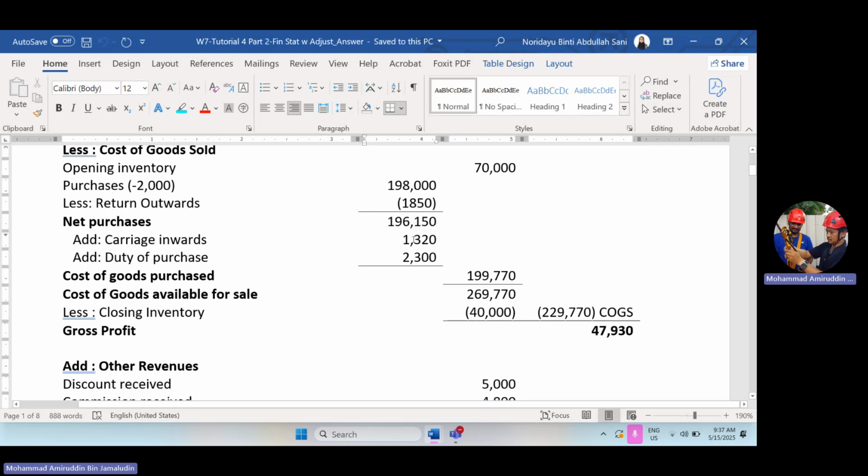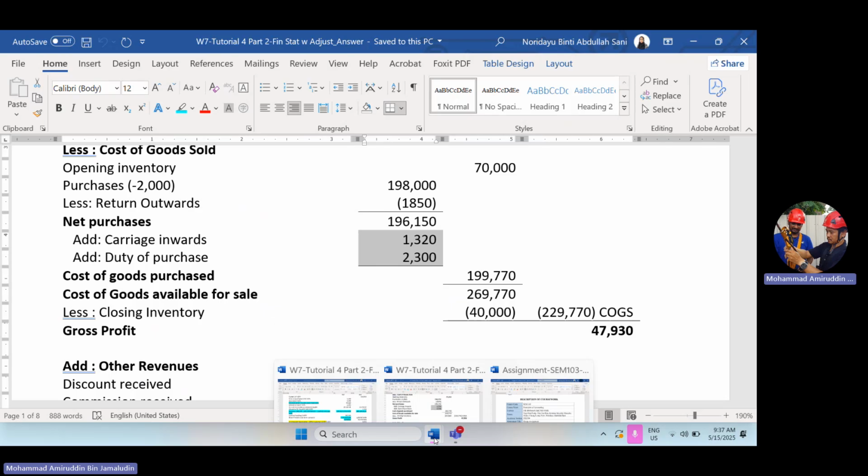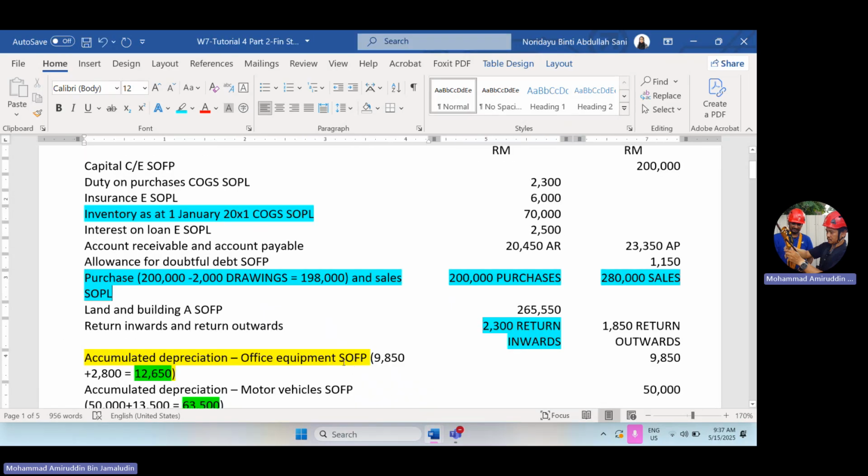Next, we have return outwards, carriage inward, duty on purchases. Return outward, you minus because you return goods to the supplier. These two we plus because it increases your purchases cost. Where is the return outwards? This one. All right, we cancel return outwards.